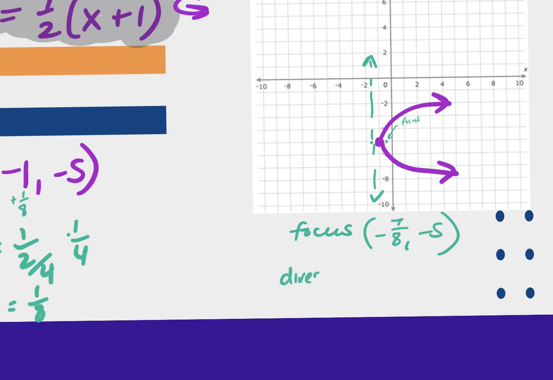Directrix is a line, so it has to have an x equals or a y equals. This would be an x equals because it's a vertical line. And I take my x coordinate and I subtract the 1/8 because I'm moving to the left. So it'd be -1 and 1/8, or -9/8 if you want to leave it improper. It has to have the x equals, or you lose those points for the directrix. Directrix has to be a line, so it's an x equals or a y equals.